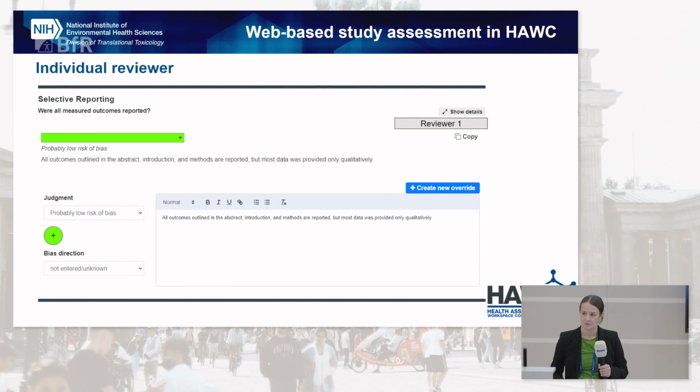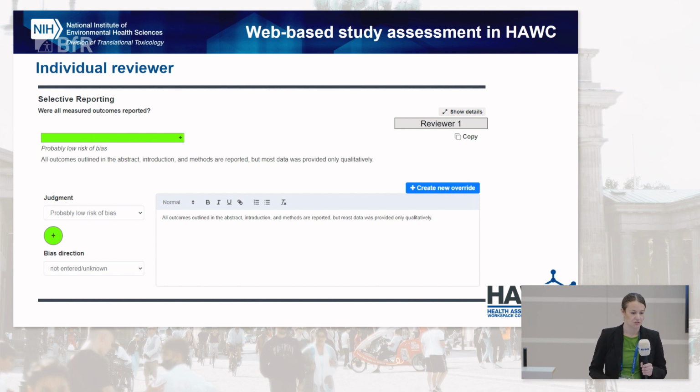We use HAWK, like Krista presented on earlier, for data extraction and doing our risk of bias assessment. It's a very useful tool. It's free and publicly available for use, and you can customize it for your particular assessment. This would be the view of an individual reviewer in HAWK when they're looking at a question, and this one is on selective reporting, where all measured outcomes reported.